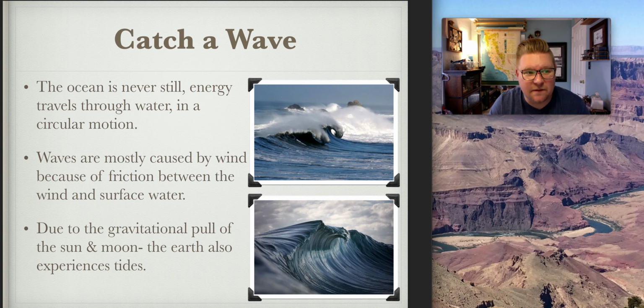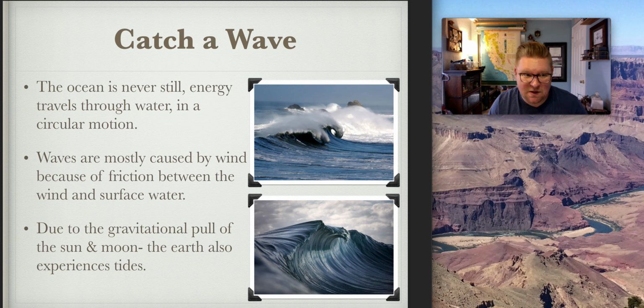So what are waves? Well, the ocean is never still. Energy travels through it in a circular motion. What's interesting is that when we think of waves, we're not looking at the water moving, we're looking at the energy traveling through the water.